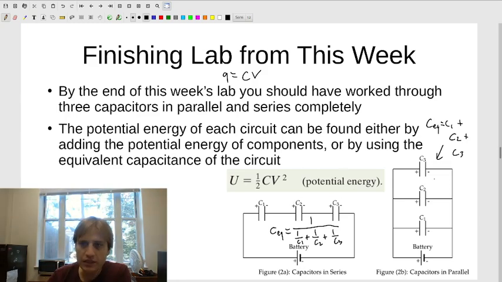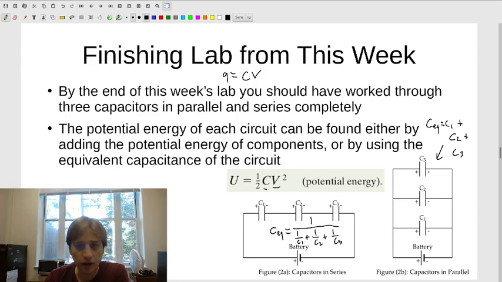Now, this was easy for our capacitors in parallel because they all have the same voltage, they have different capacitances, and you would just put in 1/2 C3 times the voltage of the battery, 1/2 times C2 times the voltage of the battery, 1/2 C1 times the voltage of the battery. And you could do that because each one of these experiences the same potential difference, since all of these wires that are just connected are at the same potential.